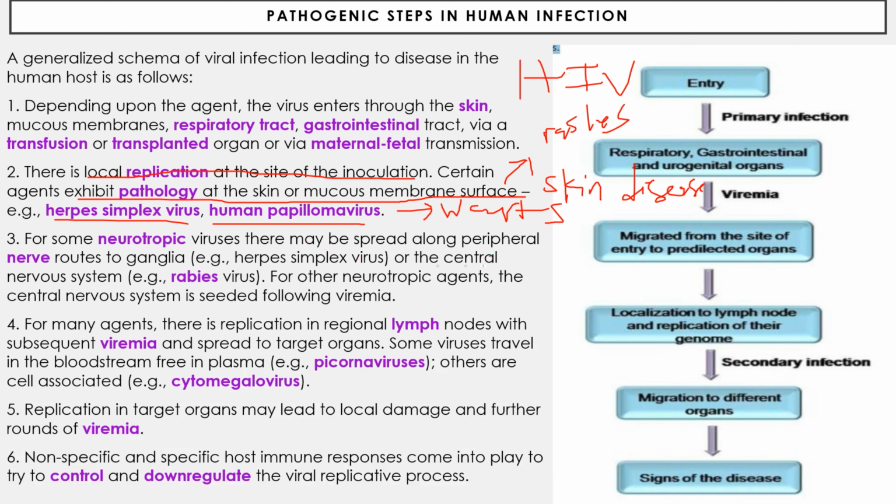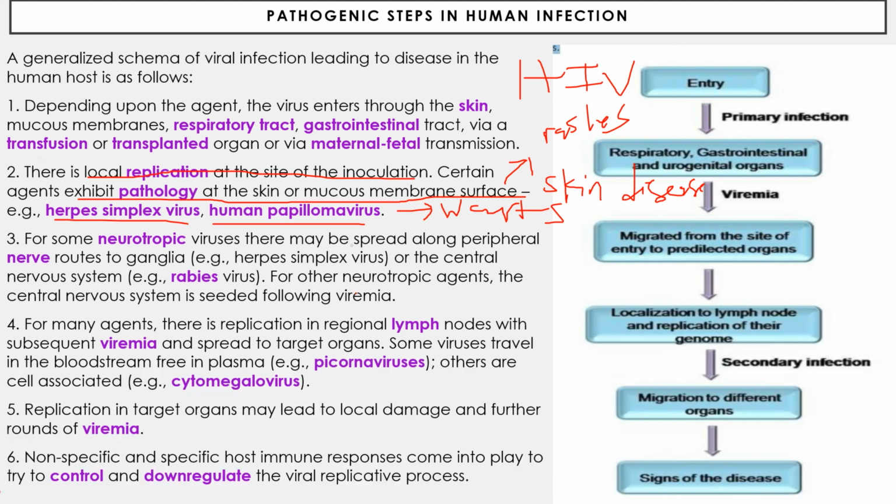Now, some neurotropic viruses may spread along the nerve route to the ganglia, such as HSV, or the CNS, such as your rabies virus. For other neurotropic agents, the CNS is seeded following viremia. So there are viruses, class, that would go directly to the nerves, such as herpes simplex and the rabies virus. That is why it is frightening if a dog bites you; you need to make sure that you get vaccinated immediately. Now, for many agents, there is replication in the regional lymph node with subsequent viremia and spread to target organs. Some viruses would travel in the bloodstream, in the plasma, such as your picornaviruses. Others would target cells, such as your cytomegalovirus.